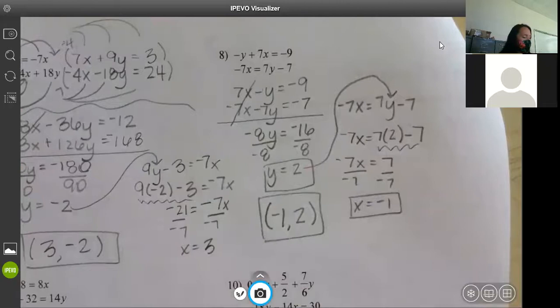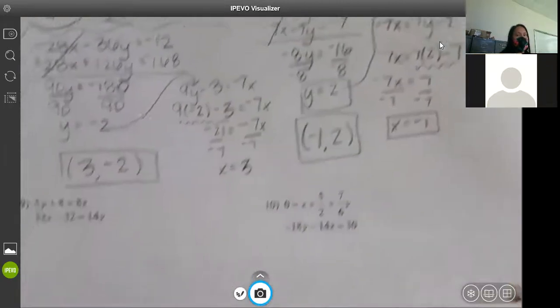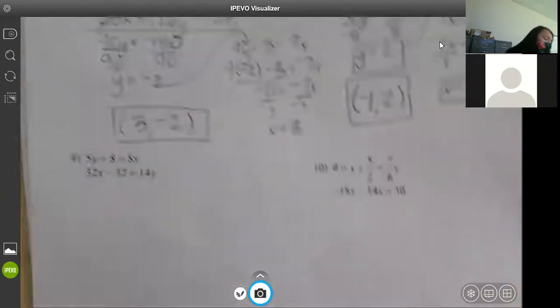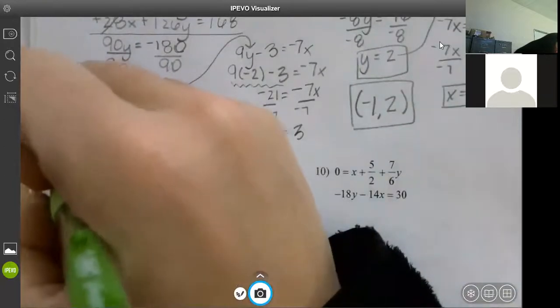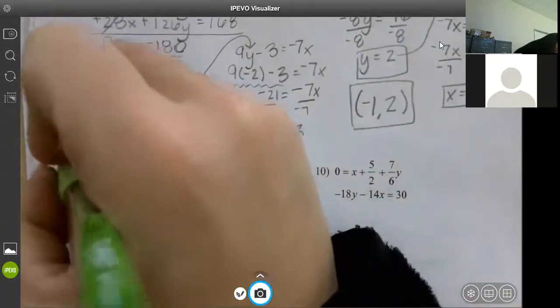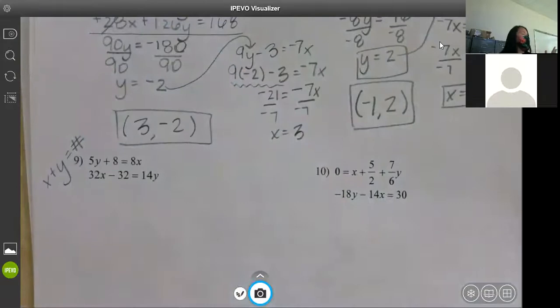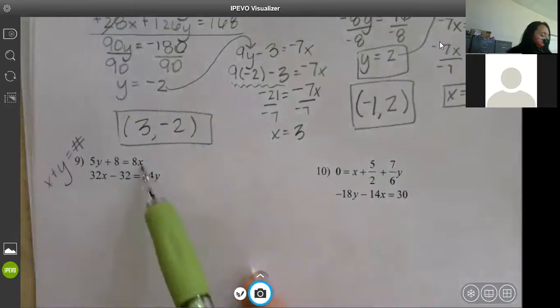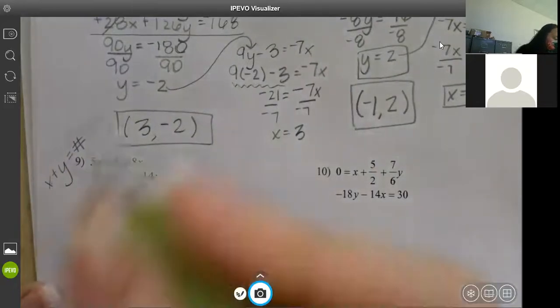All right. We'll go to number 9. Remember, the order that we want it is like this. X and then Y and then a number. So we're just trying to rearrange it so it looks like that. And we're going to rearrange both equations so they look like that. So the question you ask, we want the X first. Is the X on the correct side? No, so we need to move it over. And how do we do that?